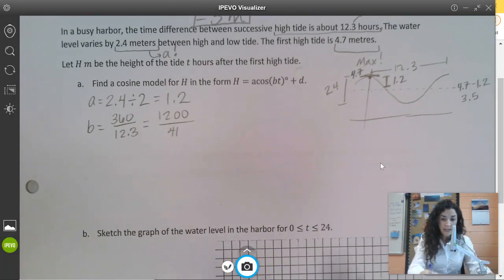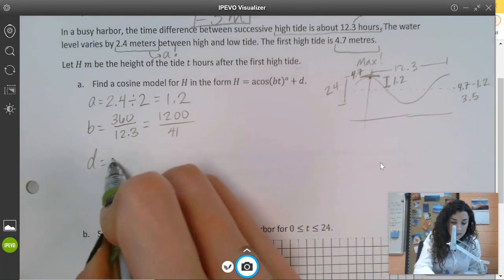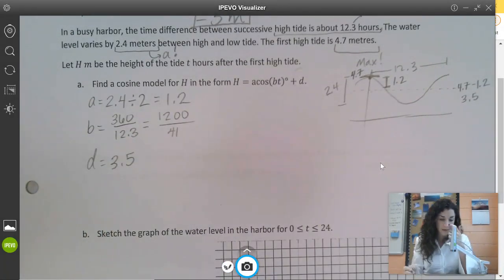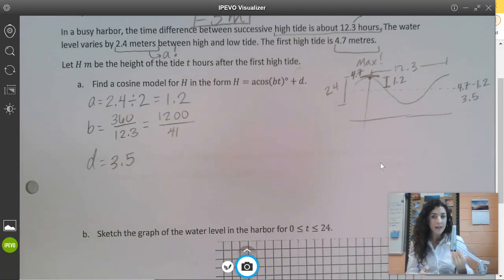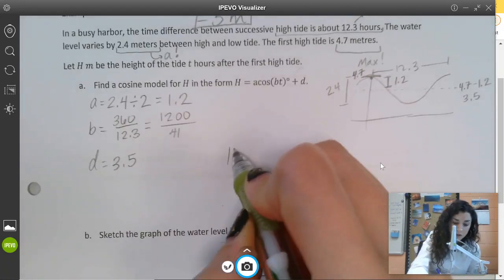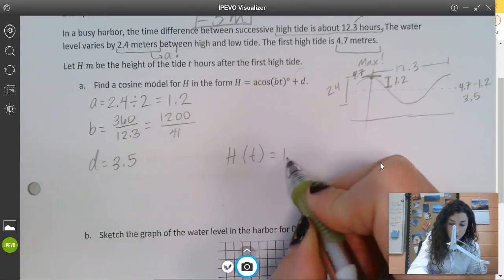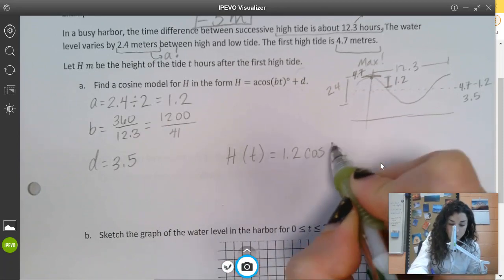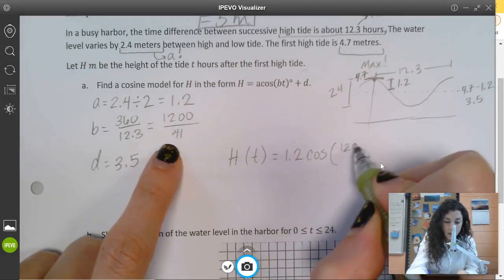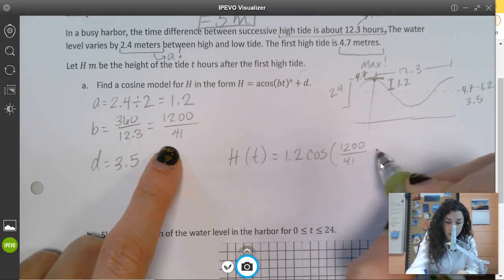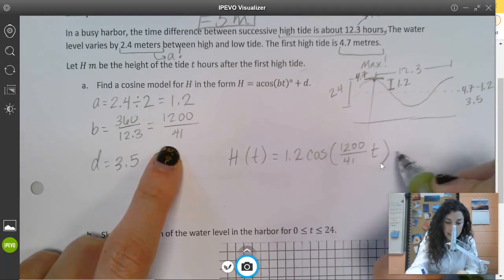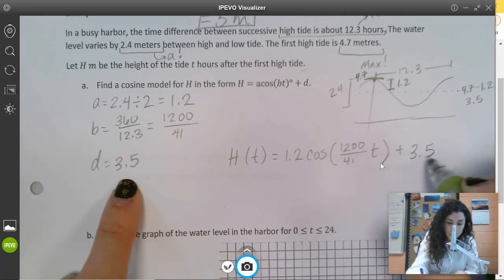Okay, so that's B, and D is 3.5, which we puzzled out. So we're creating the model, which means now that we found these pieces, we need to write out the function. H(T) is equal to A, which is 1.2, times cosine of B, which is 1200 divided by 41, times T, plus D, which is 3.5.